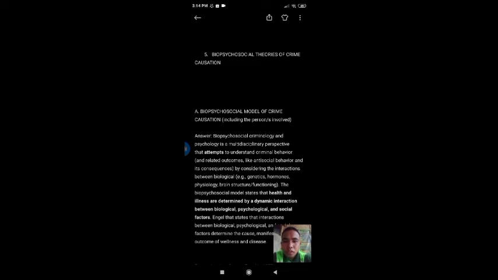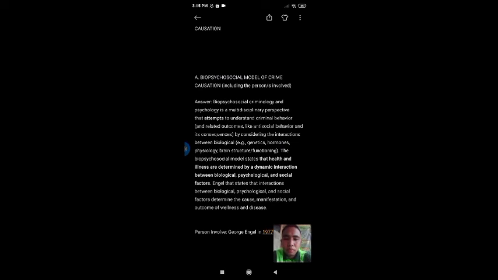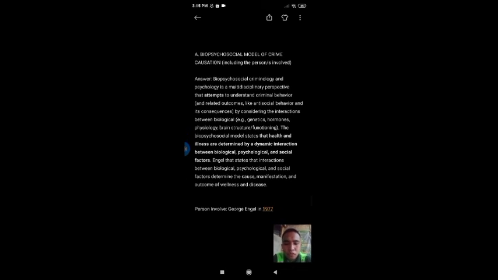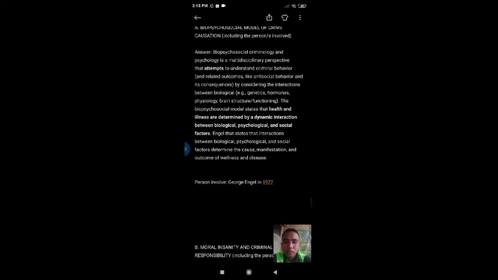Biosocial criminology and psychology is a multidisciplinary perspective that attempts to understand criminal behavior by considering the interaction between biological factors, for example genetics and hormones, physiology, brain structure, and functioning. The biopsychosocial model states that health and illness are determined by the dynamic interaction between biological, psychological, and social factors. Engel stated that the interaction between biological, psychological, and social factors determines the cause, manifestation, and outcomes of illness and disease. The person involved in this one is George Engel in 1977.